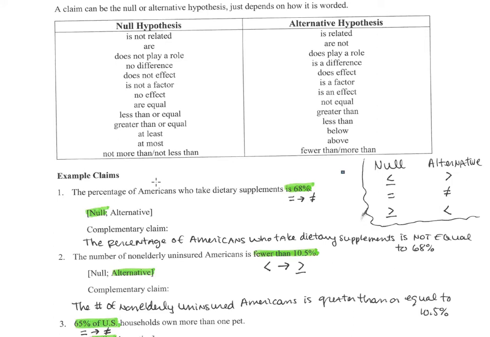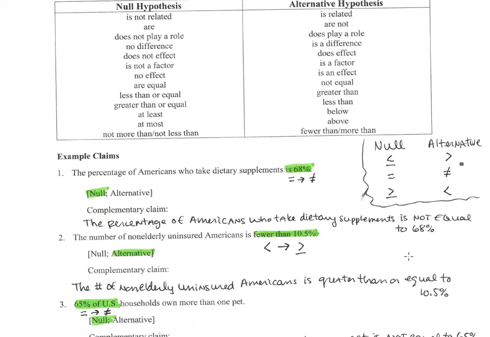So, moving on, our example claims the percentage of Americans who take dietary supplements is 68%. You could think about that as saying is equal to 68%. Since that's an equals to, it goes to not equals. So first, equals is a null. We need to turn it to the complementary, which is kind of the opposite, which would be not equal. So the percentage of Americans who take dietary supplements is not equal to 68%.